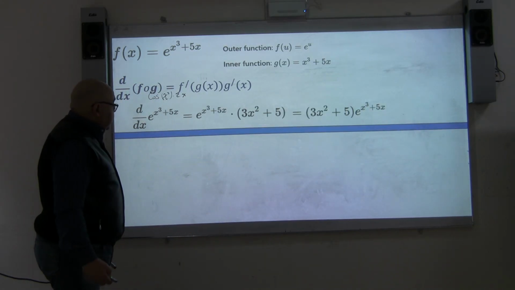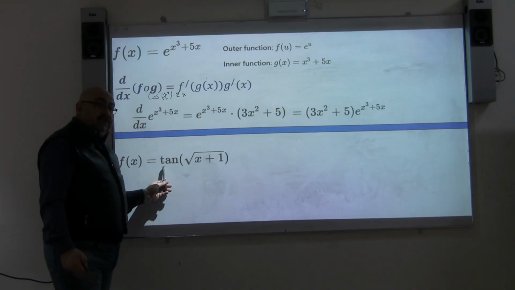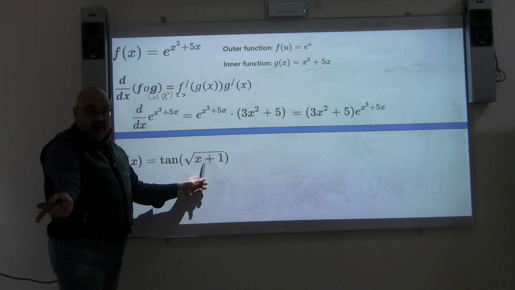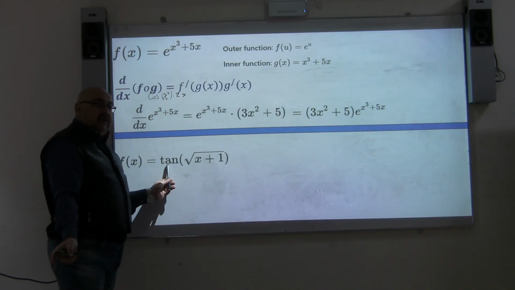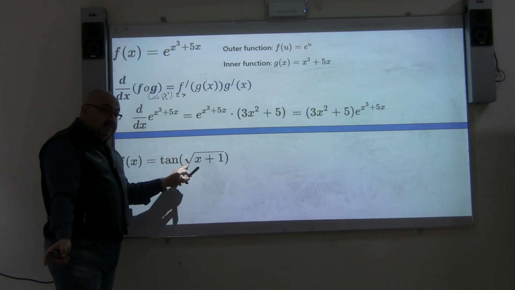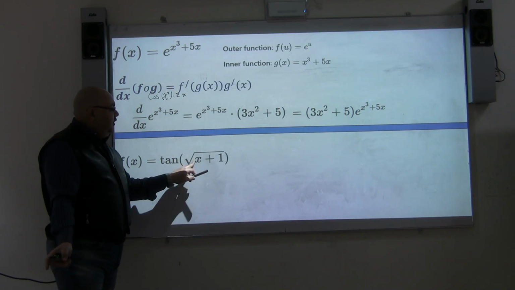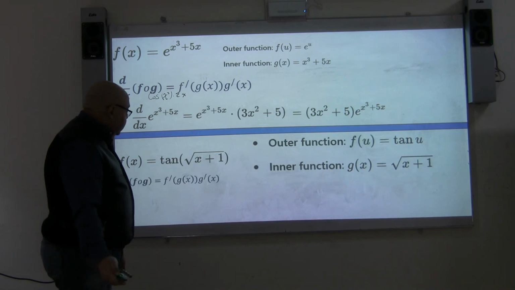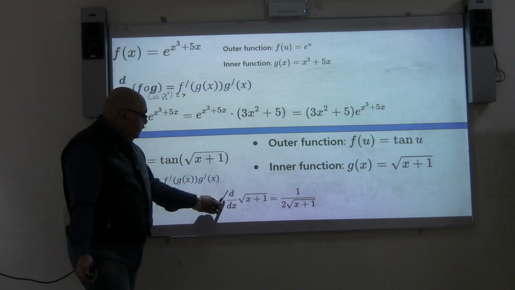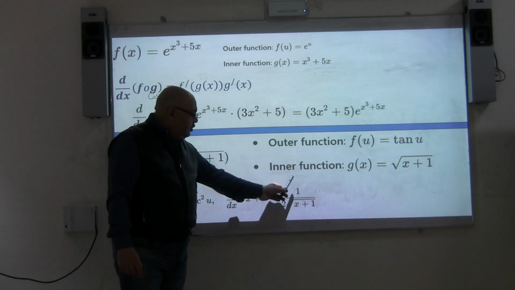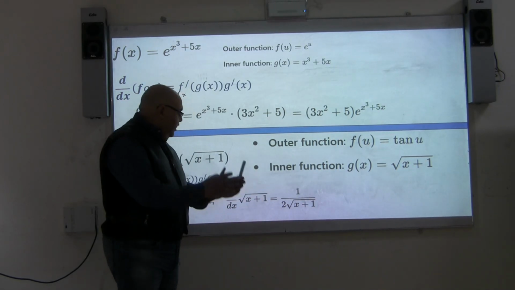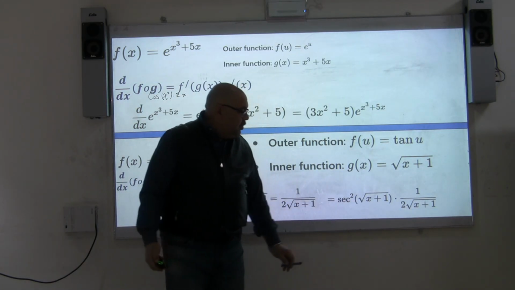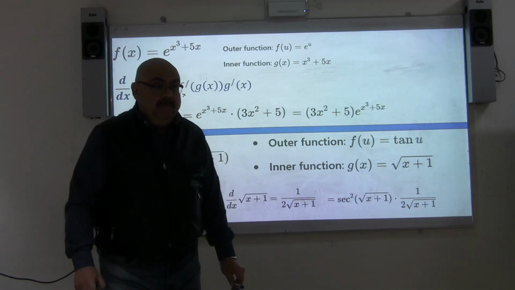In a similar manner, that's another problem. I want to differentiate tan of root of x plus 1. I will differentiate first the outer function. The derivative of tan is secant squared, times the derivative of the inner function, which is 1 over 2 root of x plus 1. That's d by dx of root of x plus 1, which is 1 over 2 root of x plus 1. Then I will multiply all together, so it's secant squared of root of x plus 1 times 1 over 2 root of x plus 1.